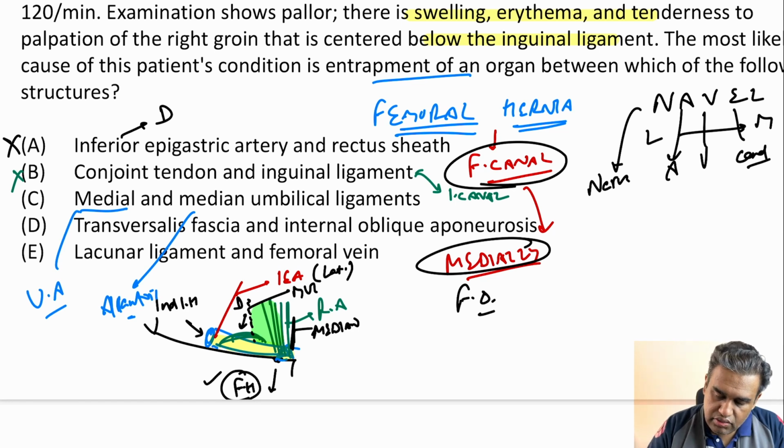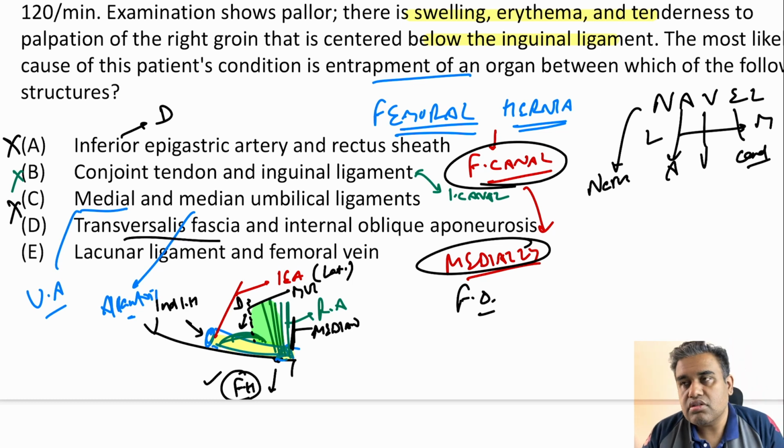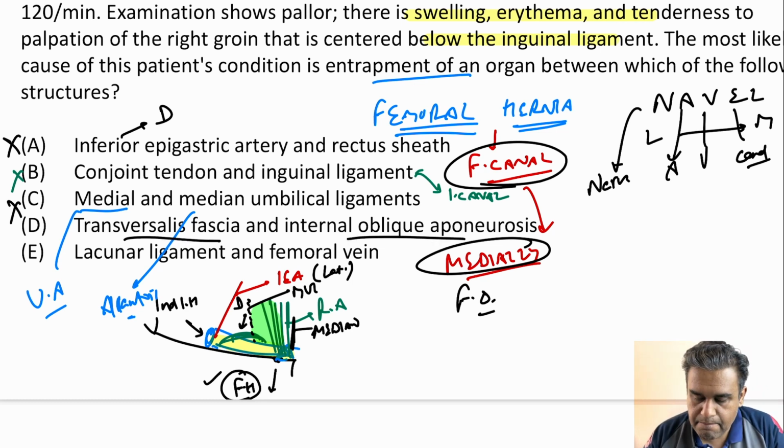Now coming to option number D over here, option number D says transversalis fascia and internal oblique aponeurosis. Now fascia transversalis is one of the most posterior layers in the abdominal wall, that is behind the transversus abdominis. And internal oblique aponeurosis is the second layer of the muscle. Between these two lies the transversus abdominis muscle. Option D also ruled out.